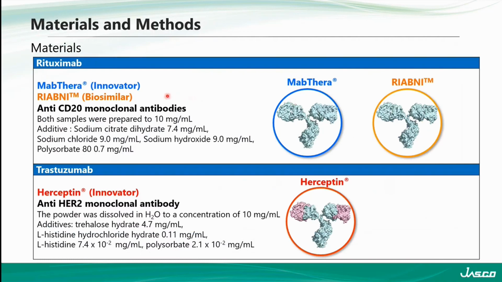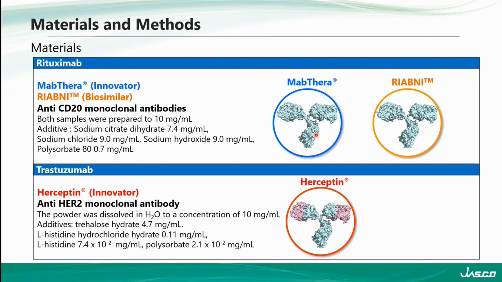In terms of materials, we're going to return back to the rituximab that I mentioned at the very beginning. In particular, we're going to look at two materials. We're going to look at MabTera, which is our innovator, and then we're going to look at Reabni, which is our biosimilar. Both samples are going to be 10 mg per mil, and they're going to have very similar formulation conditions. In addition to these two rituximabs, we're also going to look at trastuzumab. In this case, we're going to be looking at Herceptin, which is an innovator in this field.